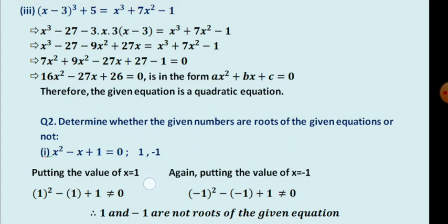So we are starting by putting the value of x equals 1. So 1 square minus 1 plus 1 equals 1, which is not equal to 0. Again, putting the value of x equals minus 1, that is minus 1 whole square, that is plus 1, minus minus 1, again it will turn to plus 1, plus 1. That is, on the left hand side we are getting 3, which is not equal to 0. Hence, we can see that 1 and minus 1 are not the roots of the given equation, because the result of both the equations after putting the value of x to be 1 and minus 1 is not equal to 0.